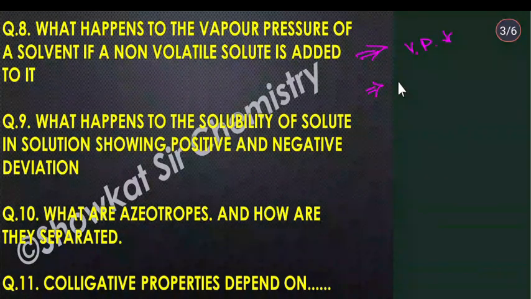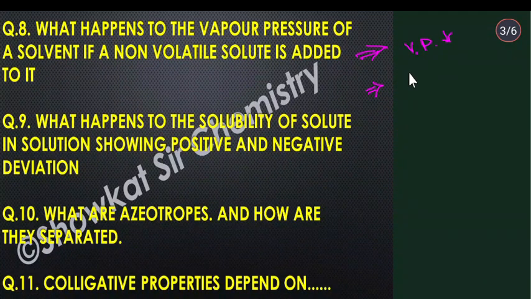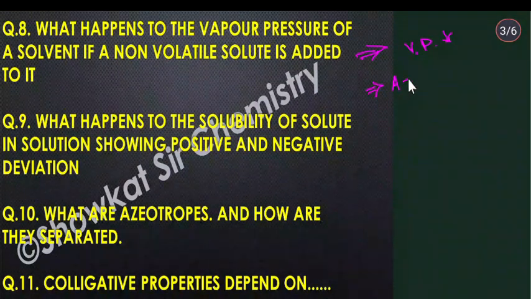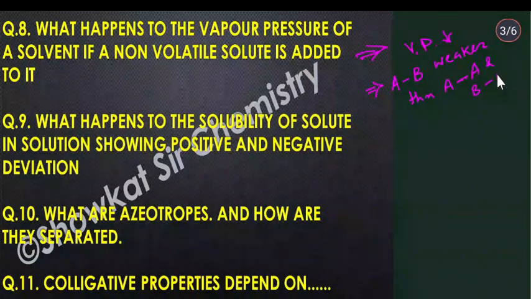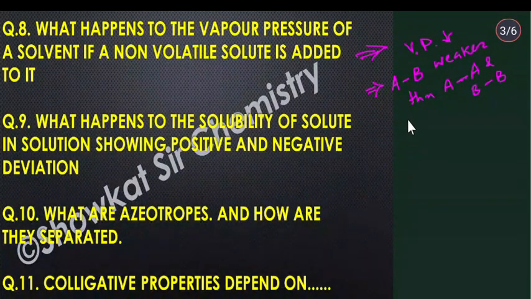One is the solution which shows positive deviation, another is the one which shows negative deviation. Positive deviation is when you add a solute to a solvent, and in the solution the AB interactions, that is the interaction between solvent and solute, are weaker than the solvent-solvent interaction, that is AA interaction, and the solute-solute interaction, that is BB interaction. At that time we get a positive deviation solution, that means a solution which shows positive deviation.